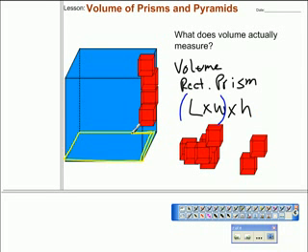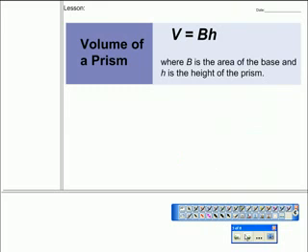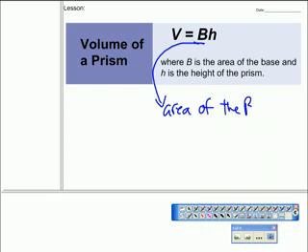So we come up with a more generic formula because this is the area of the base shape times the height. And in a rectangular prism, the base shape is a rectangle. So volume of a prism equals capital B times H. Now I want to remind you, the capital B stands for area of the base shape. In the rectangular prism, that shape was a rectangle, so that's why it was length times width.